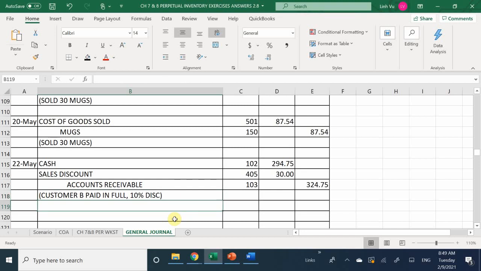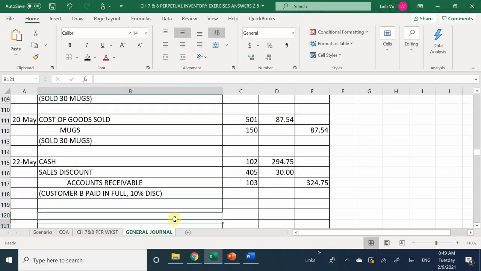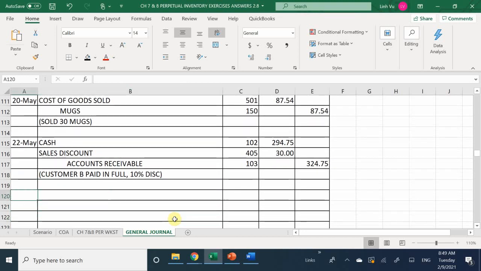Good. So because he's paying for the things that he owes us, does this affect our inventory worksheet at all? No, because he already paid for what he bought.